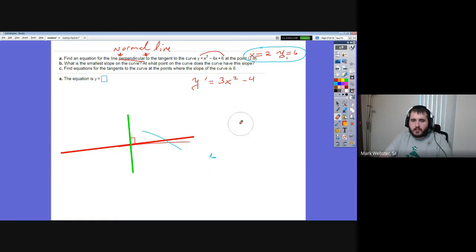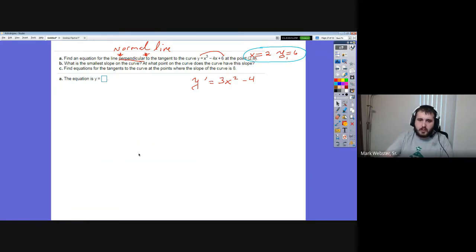This is the function. This is the function that represents the slope for any x. And we want to know where this gets to be the smallest. There's a lot of different ways you can do this, and we're going to be able to do this in a different way a little bit later.